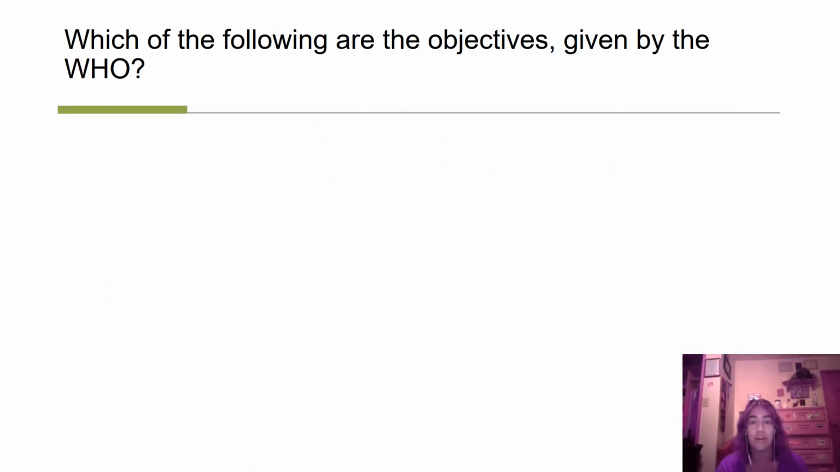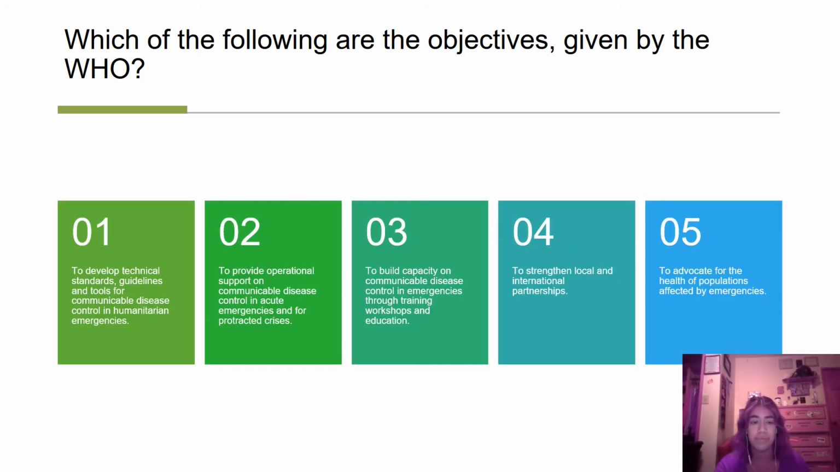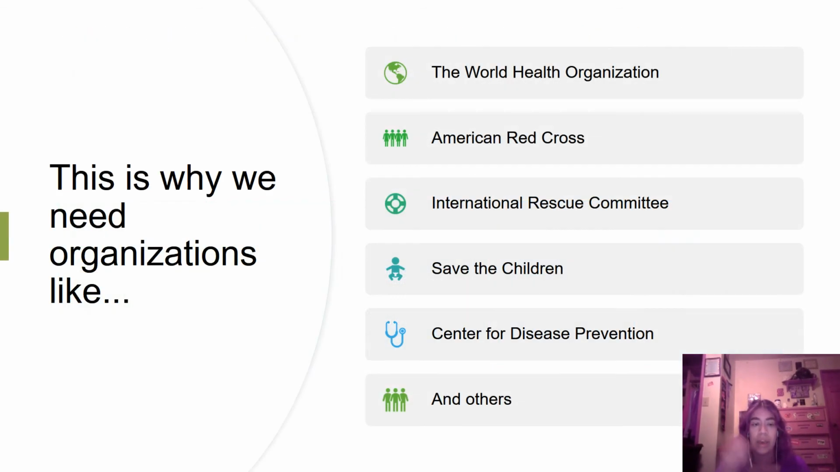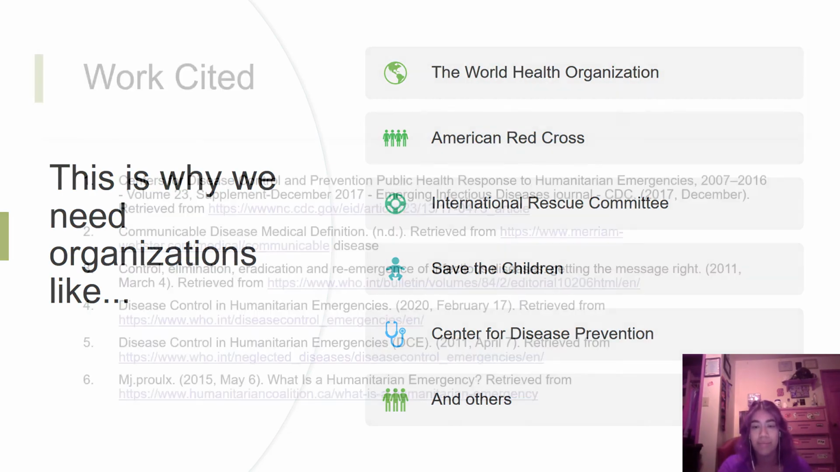And which of the following are objectives given by the World Health Organization? And the answer would be all five of these are the objectives. And this is why we need organizations like the WHO, like the CDC, to be able to train them and have funding. Thank you.